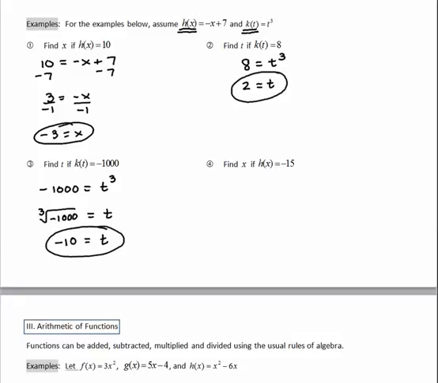All right, one more example like this. Find x if h of x equals negative 15. So I replace the h of x with negative 15, and solve for x. We'll subtract the 7. So negative 22 is equal to the opposite of x. And then divide by negative 1. So x is 22.